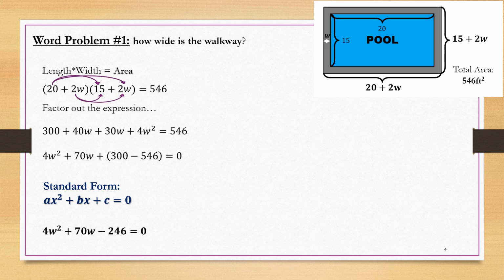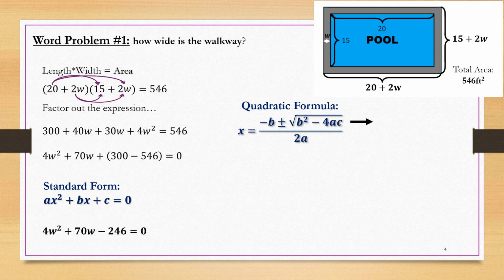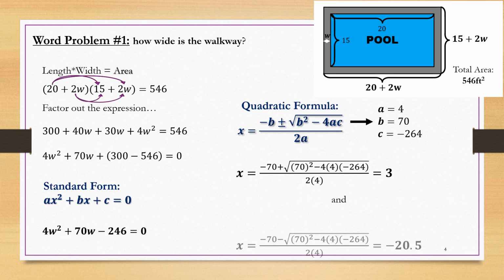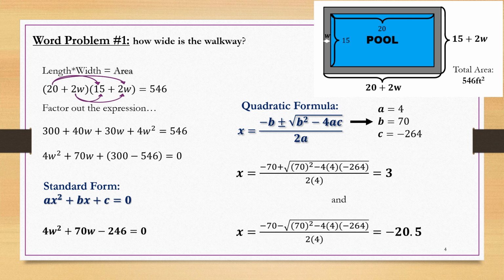The best way to solve the remainder of the problem is using the quadratic formula, since our expression is set in standard form already. Here, a equals 4, b equals 70, and c equals negative 246. When we apply the quadratic formula to our expression, we get two values. One value is 3, and the other is negative 20.5. Because we are talking about the width of a walkway, we can immediately disregard the negative valued answer, since it is physically impossible to have a walkway with a negative width. Therefore, our walkway is 3 feet wide.